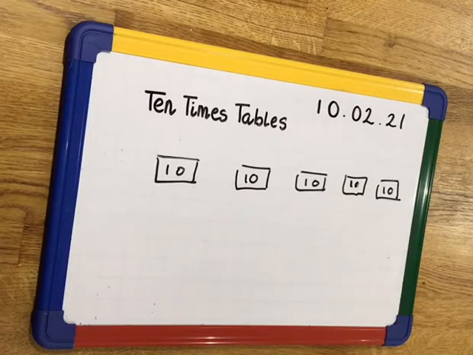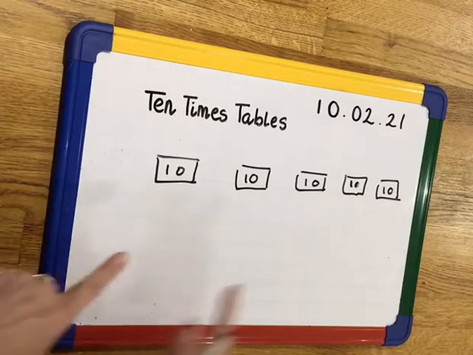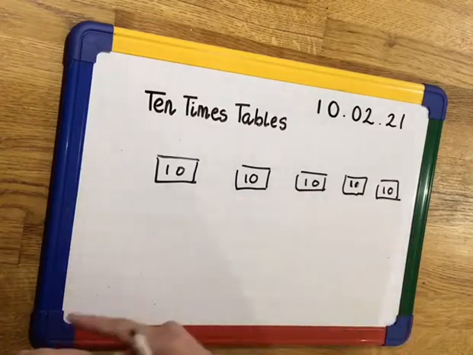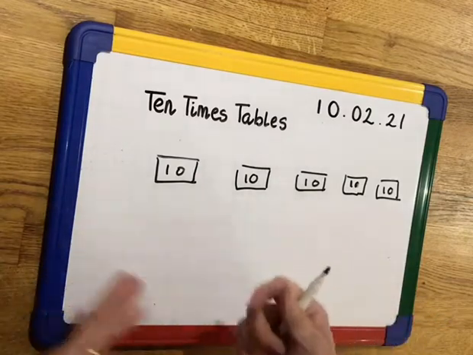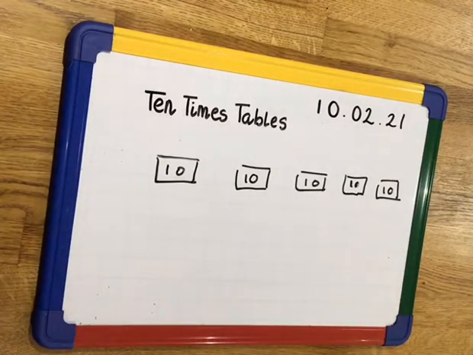So now we're going to have a little look at how we work out our 10 times table if we're asked to answer some questions about it. So I've got some boxes here and there's the number 10 on them. So that's telling me that there are 10 things in each box. How would I write that as a multiplication?